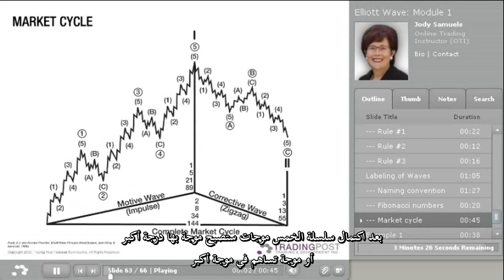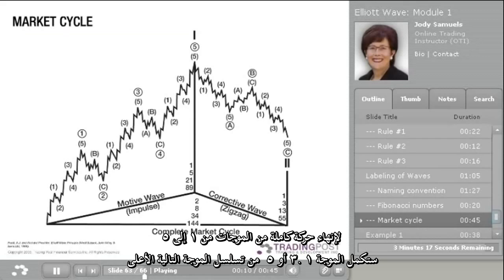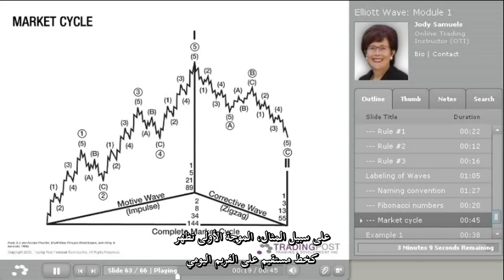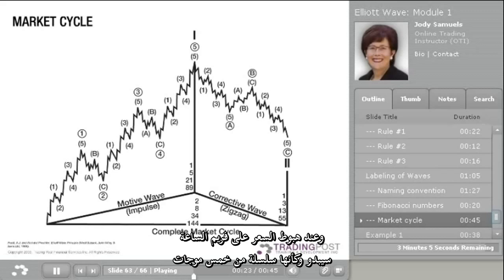After a 5-wave sequence is complete, it will become a wave of a larger degree, or a wave contributing to a larger wave. The complete movement of waves 1 through 5 will complete a wave 1, 3, or 5 of the next higher wave sequence. For example, wave 1 will appear as a straight line on the daily chart, and when broken down on the hourly chart, will appear as a 5-wave sequence.